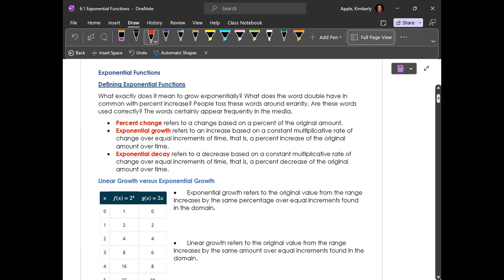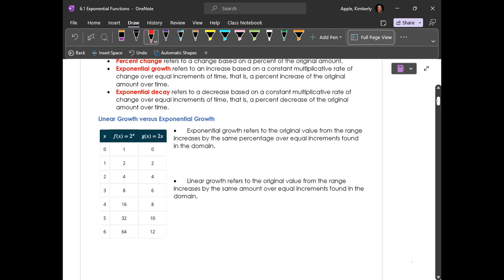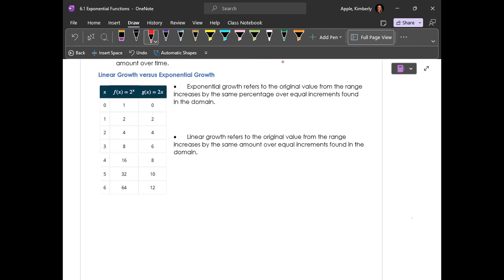And so here are some vocabulary words for you. A percentage change is a change based on a percentage of the previous or original amount. Exponential growth is an increase based on a constant multiplicative rate over equal intervals of time. And I'm going to show you what that means in just a second. And decay is just the decreasing alternative, right? Rather than growth, we are decaying if it's decreasing.